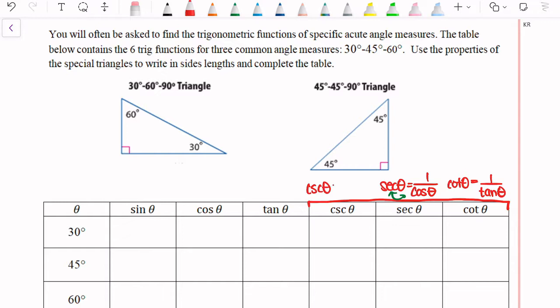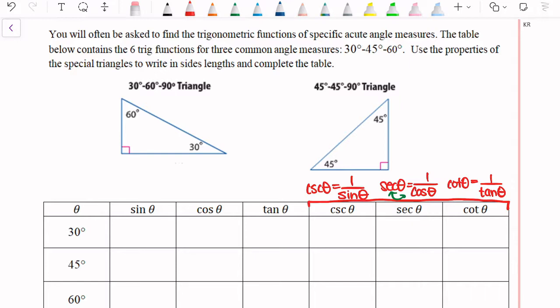So these last three, again, are the reciprocal functions. They are not inverse functions. So be careful on the wording that you use for these. These can be quickly found with our 30, 60, 90, and 45, 45, 90 triangles, and we will often be asked to calculate these exact values and leave them that way.